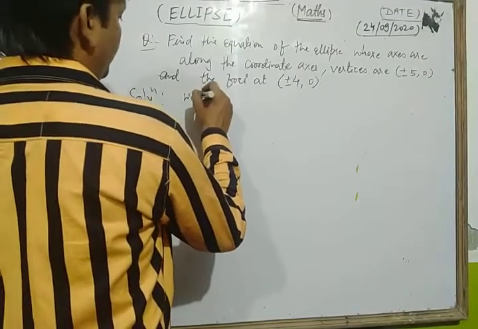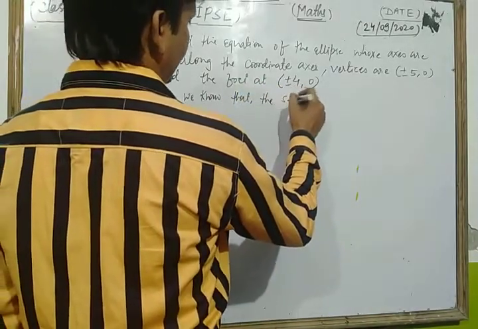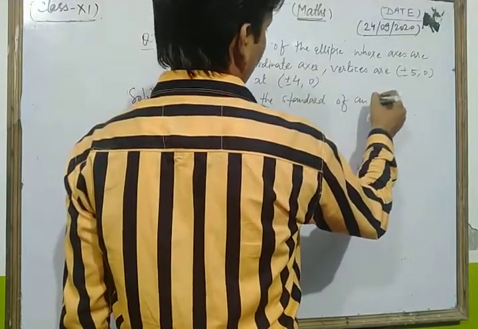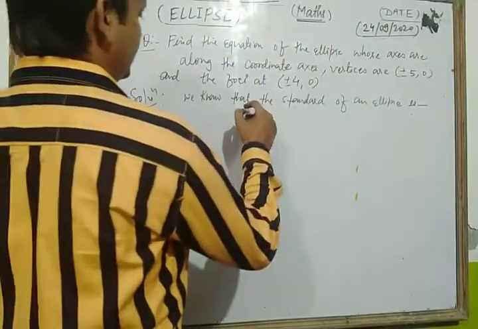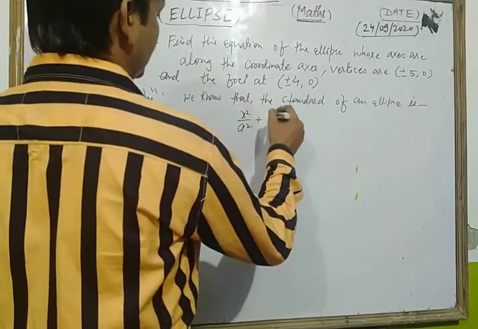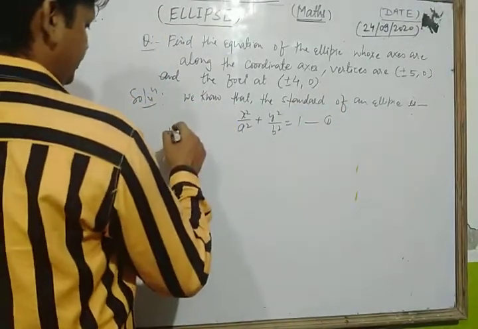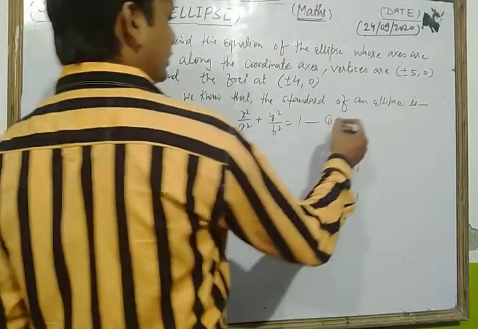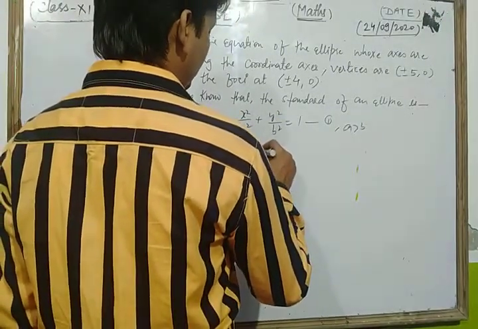First of all, we know the standard equation of an ellipse. The standard equation of an ellipse is x square upon a square plus y square upon b square is equal to 1. Take this as equation number 1. Now, in that type of ellipse, suppose we take a is greater than b, then we have vertices as what?